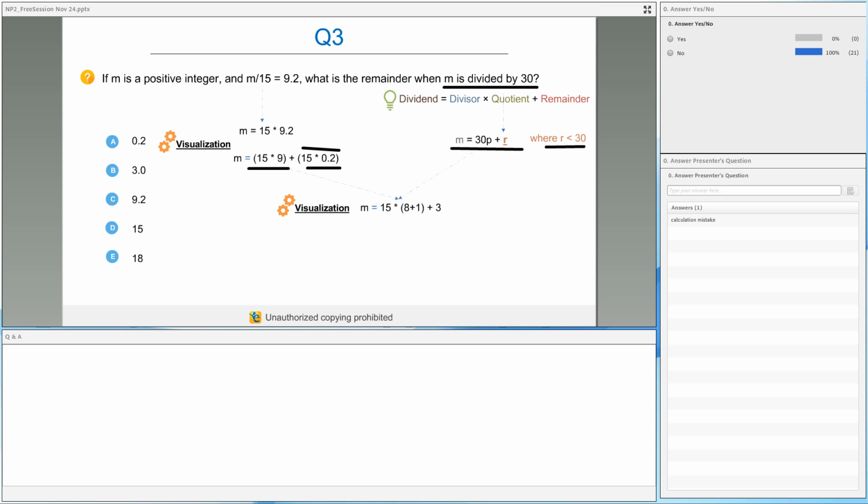So let me split 9 and write it as 8 plus 1. The reason I'm writing it as 8 plus 1 is because 15 into 8 is divisible by 30. So what I'm left with is 15 into 1 plus 3. Now I can say 15 into 8 is nothing but 15 into 2 into 4. Now this is 30 into 4. So now this 30p is taken care of, and whatever is left will be my remainder. So now when I add it, I get 18, and 18 is less than 30. Hence the answer in this case would be option E.